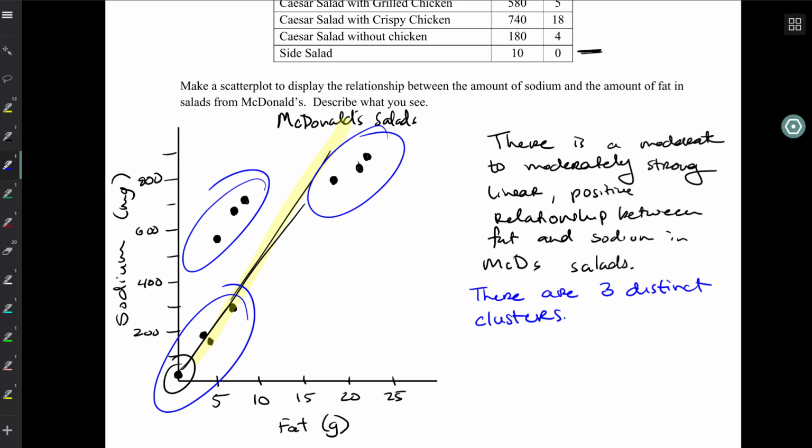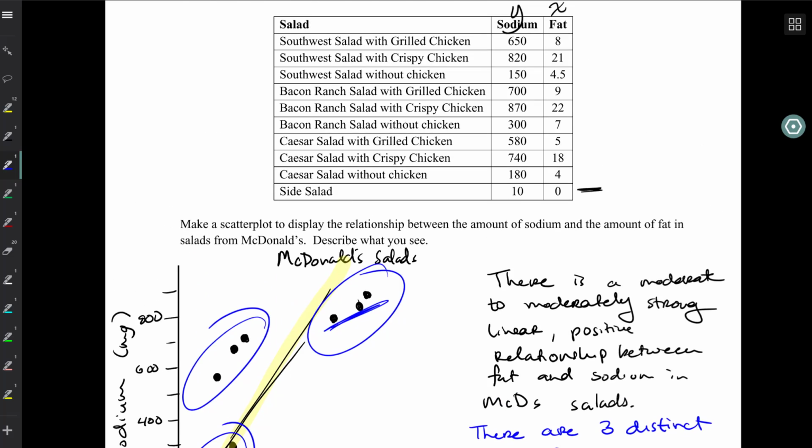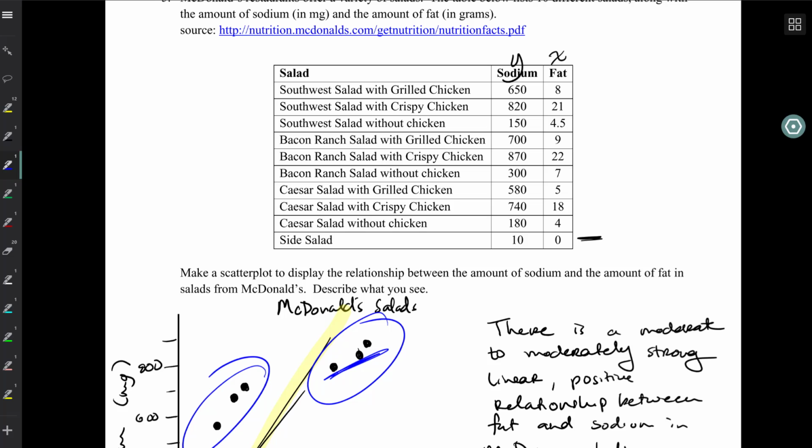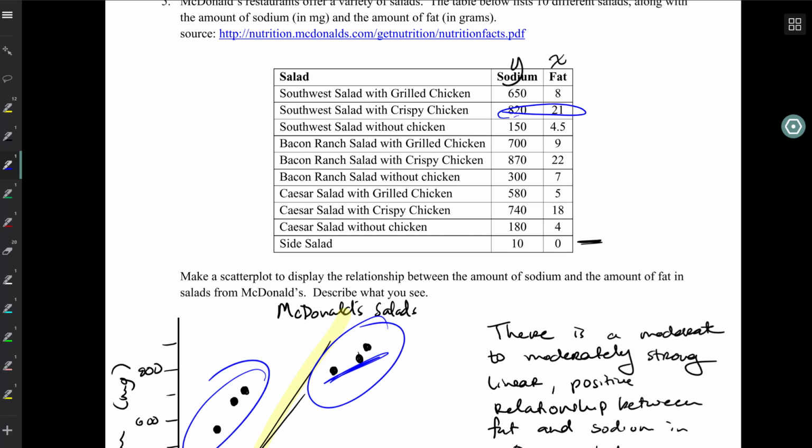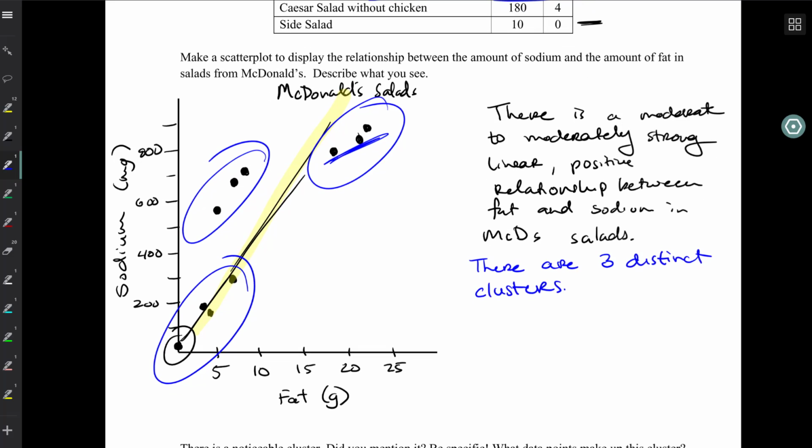Now, I want to see, is there something that is tying those clusters together? Let's take a look at these ones that are highest in fat. Do we notice anything in common between the highest in fat items? They're not only highest in fat, but they're also highest in sodium. That's going to be these 3 salads. What's in common between these 3 salads? Crispy chicken, crispy chicken, crispy chicken. So the math tells us there is some relationship between all of these crispy chicken salads. That might seem super obvious to you, but what should be interesting is that the mathematics is pointing us in that direction and telling us, hey, there is a relationship between these.